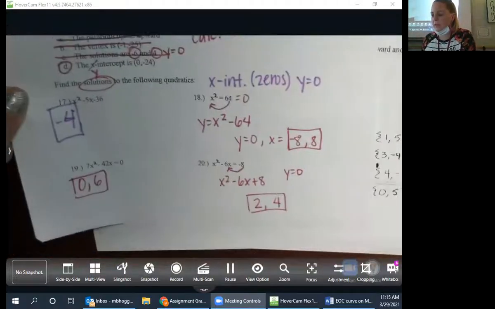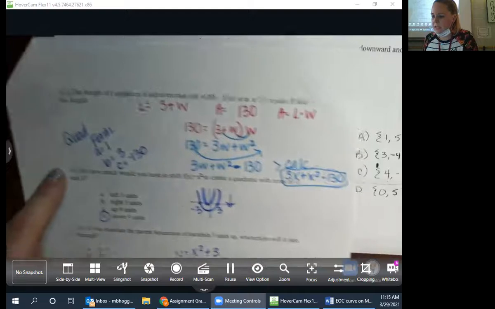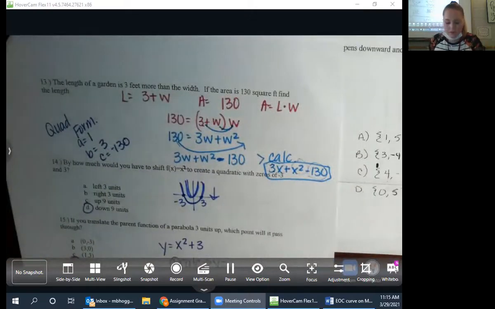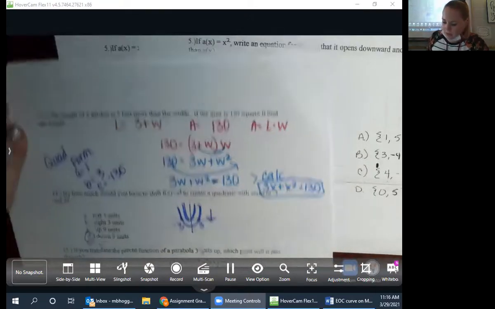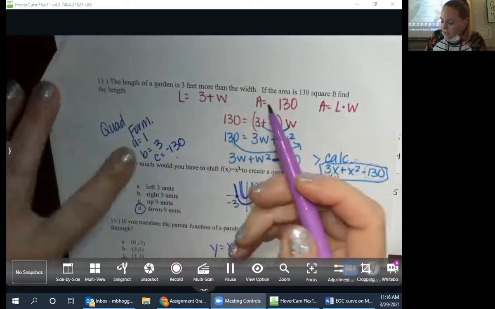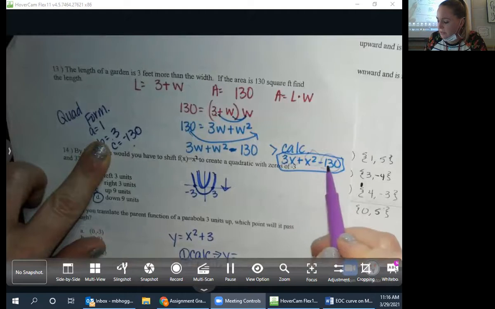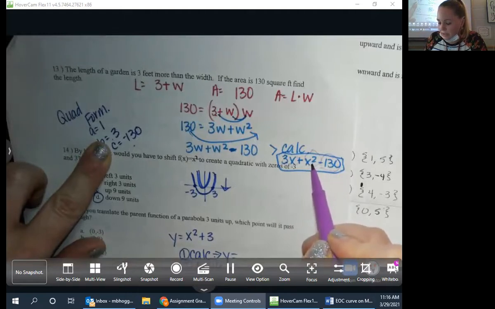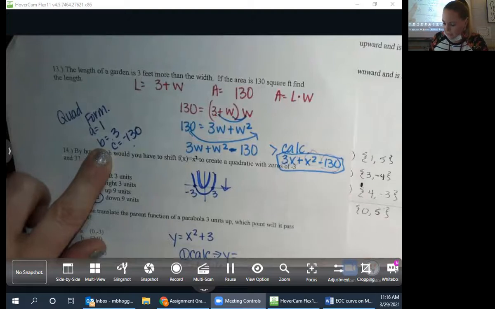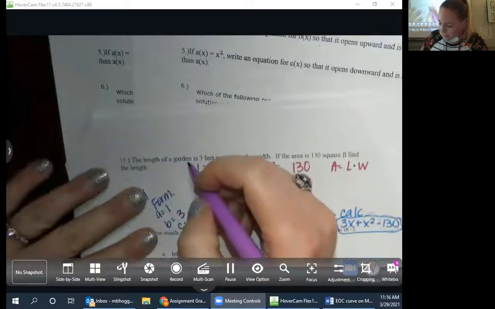So the last thing we're going to do in our review is we're going to back it up and go back to number 13, and I'm going to do the quadratic formula with you. And remember, we already have written down what our A, our B, and our C is because our equation was 3x plus x squared minus 130. Well, our A is our x squared term, that's 1. Our B is our x term, that's 3. And our C is negative 130. So I'm going to just rewrite that down up here.